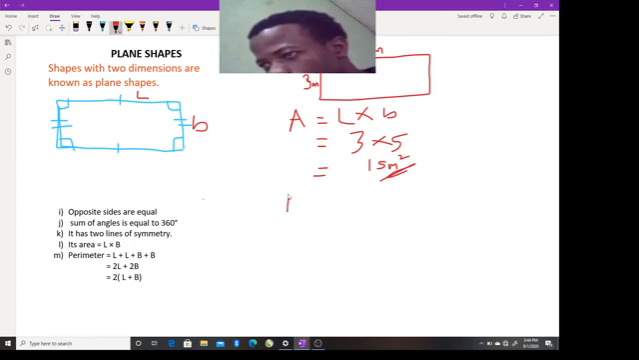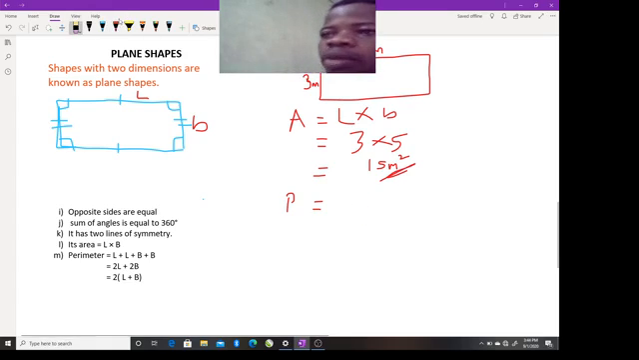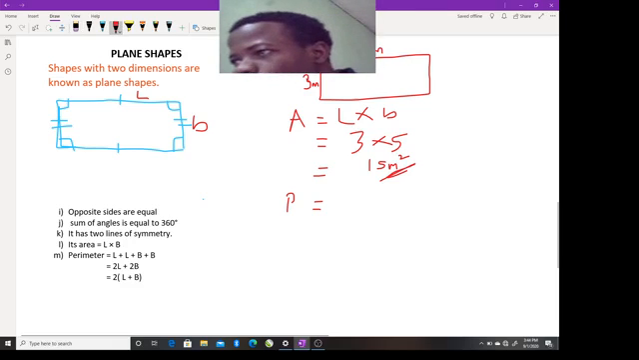And your perimeter will be equal to what? 2 open brackets, or you don't use 2 open brackets. You can choose to just master the formula and keep it upstairs. This is glaring. This side is equal to this side, and this side is equal to this side. Just add this side to this side, to this side, to this side.